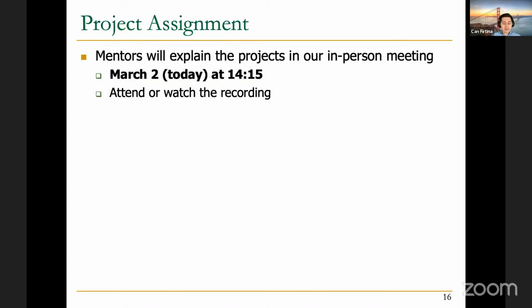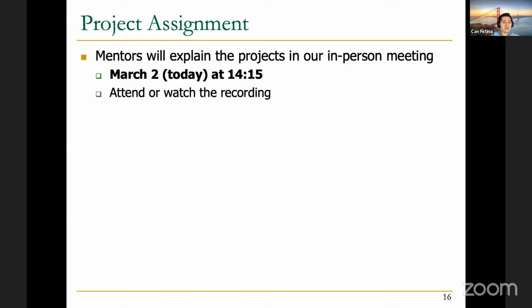So with that said, let's start covering the topics related to project assignments. As you know, we're going to be meeting today in person, and the mentors are going to be explaining the project that they're offering to you. They're going to be explaining details about the projects, and they're going to be taking your questions about the projects or the course itself.